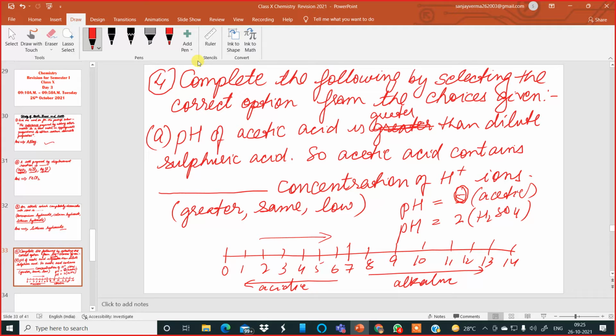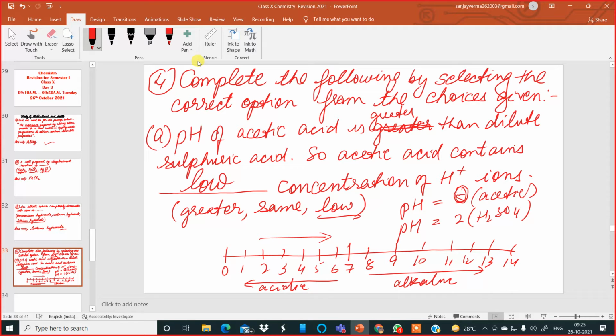Okay, so this is a question. It's a very tricky question. pH of acetic acid is greater than dilute sulfuric acid. So acetic acid contains what? Low concentration. Very good. It contains low concentration of H plus ions. So the answer is low. Have you understood this question and its answer? Okay. So you have to read the question very carefully.